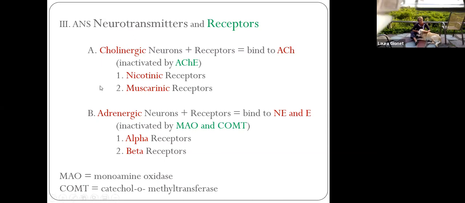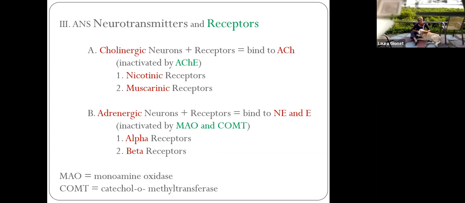Okay, so now we need to look at, so we've identified where these fibers are coming from, and compared and contrasted their neurotransmitters and the effects on the organs when we're stimulating sympathetic versus parasympathetic divisions. But now we need to look at the receptors, because this now starts getting into real nurse medical stuff that's going to help you later on.